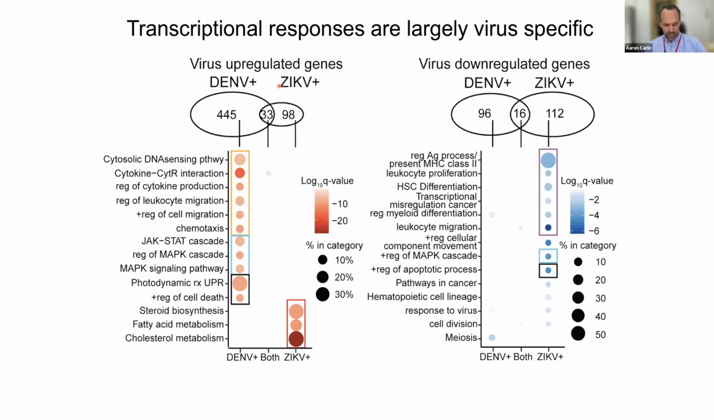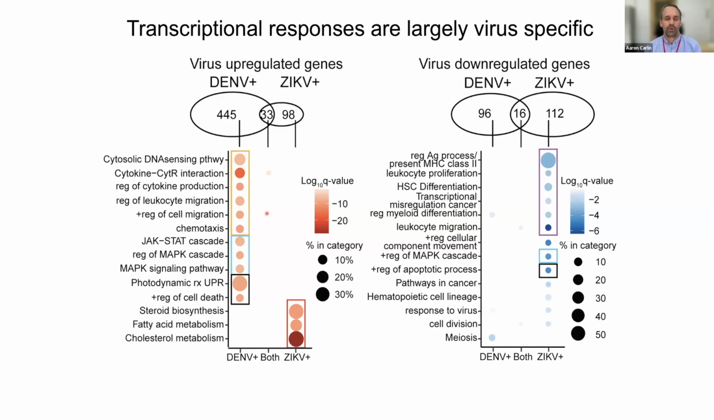As for the transcriptional responses, looking at a general pathway analysis, if we look at virus upregulated genes and virus downregulated genes, what we see very quickly is that the viruses do not share overlapping transcriptional responses. These responses are largely virus specific. All of these viruses are highly related, yet they upregulate and downregulate completely different gene programs.